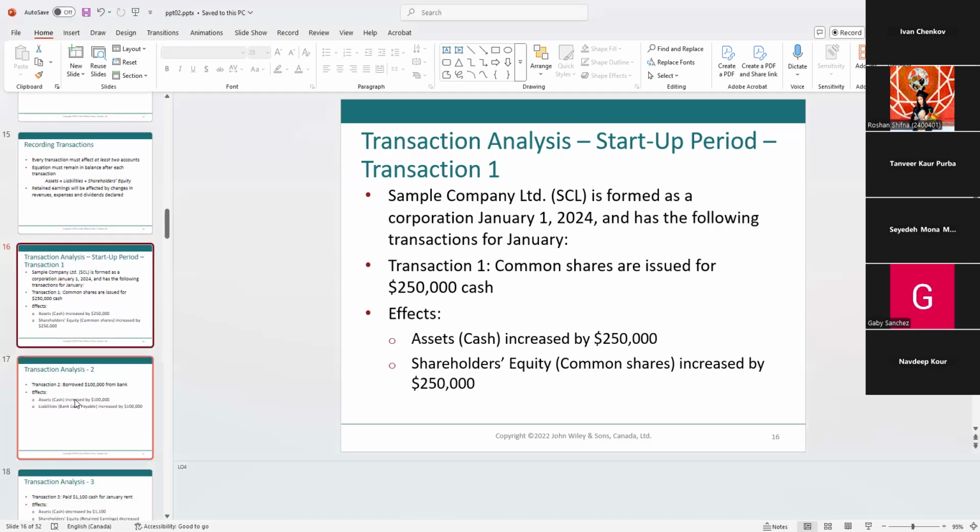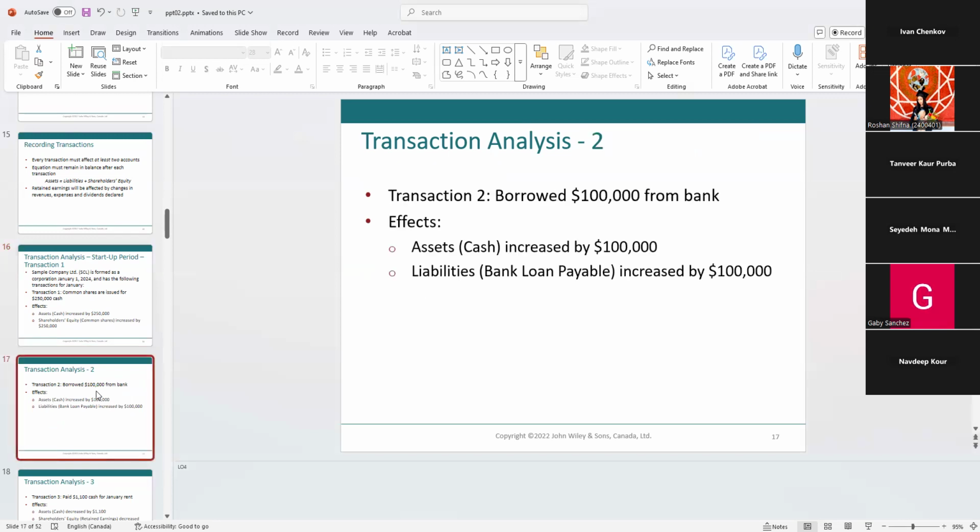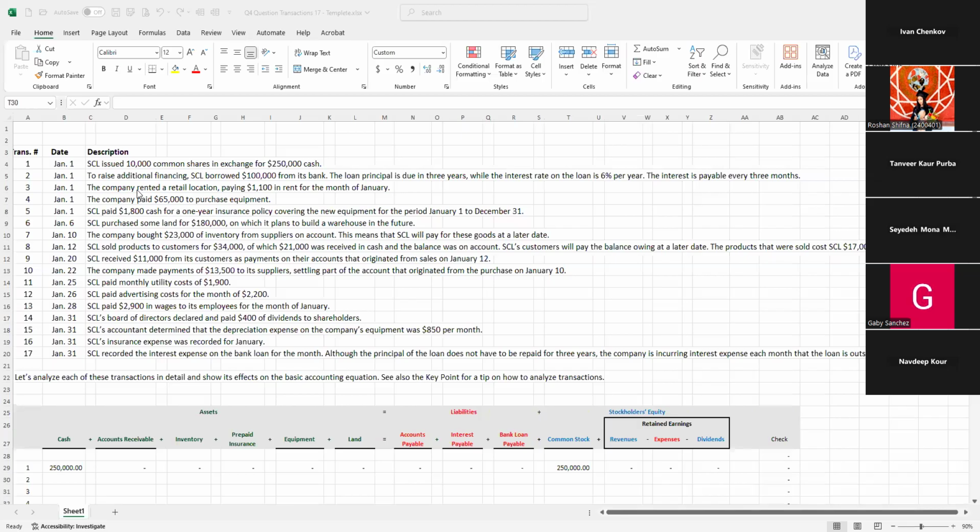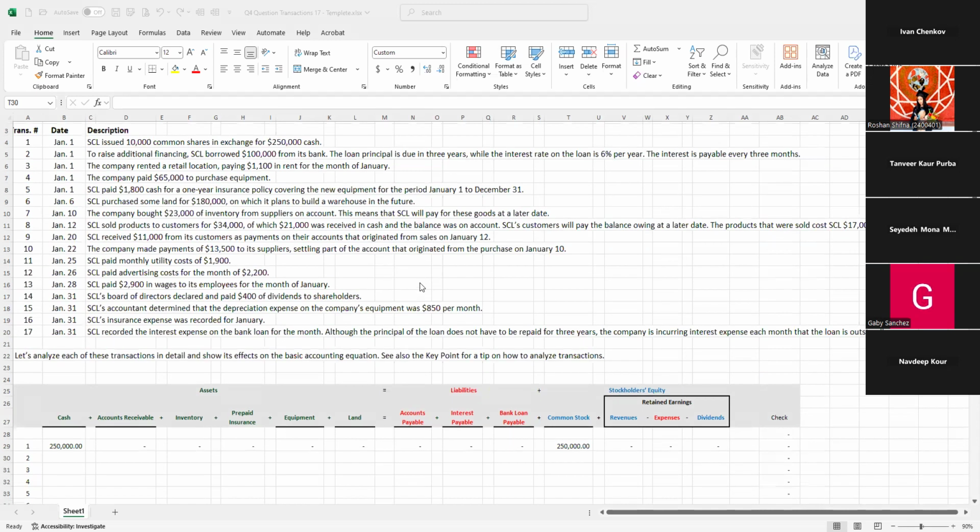Okay, let's do another transaction then. That was probably the first transaction you did in your entire life. Let's do the second one. Let's get more cash, but now let's borrow from the bank. Let's go back to the Excel spreadsheet. Now we have an additional borrowing of $100,000 from the bank. The loan is 3-year principal with interest of 6% per year. Interest is payable every 3 months.